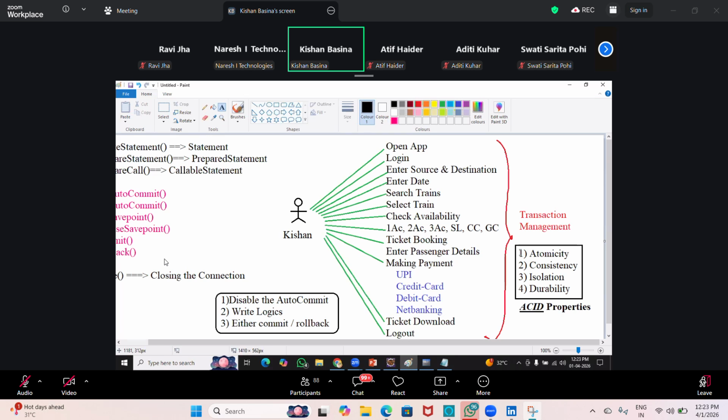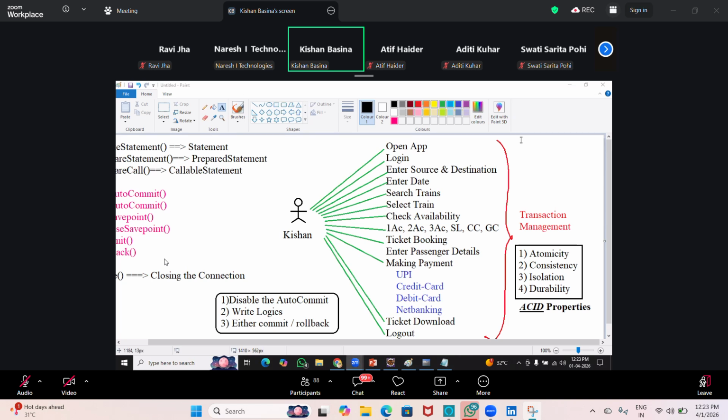I repeat, what do you mean by transaction management? Transaction management revolves around one principle. What is that principle? Do everything or do nothing.